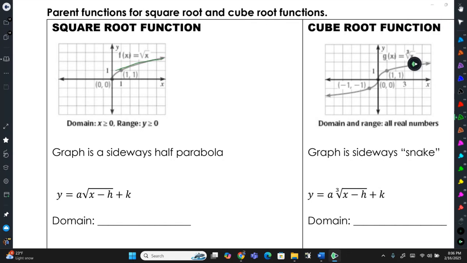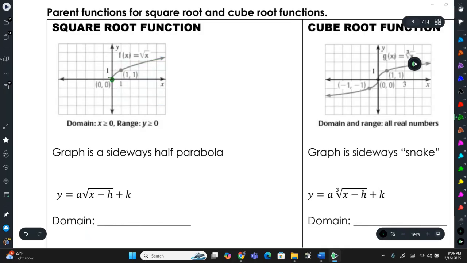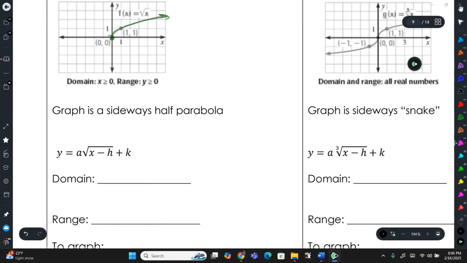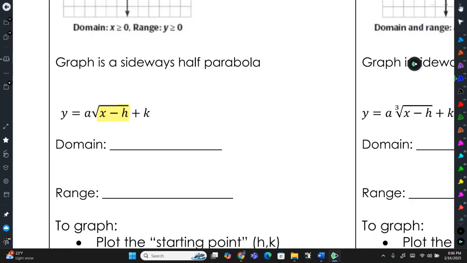full sideways parabola would look like that. So this is just half of it. Okay? And it goes up into the right. Our domain, though, what we need to worry about with the domain is that we can't have the square root of a negative number. So our domain, there's two ways to think about it.